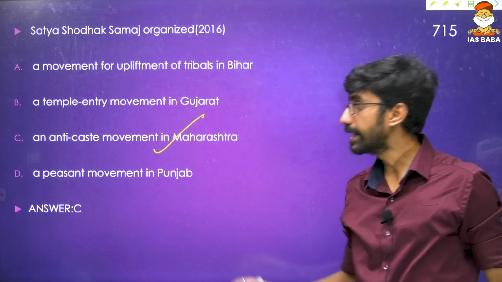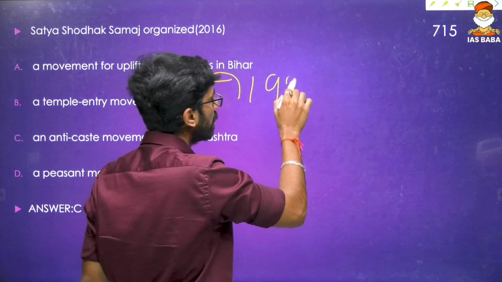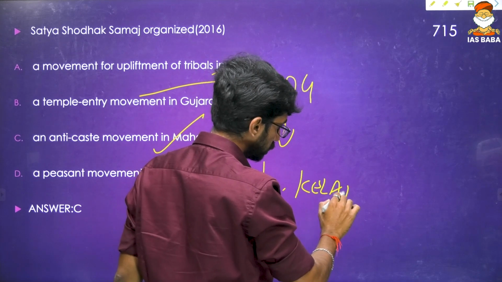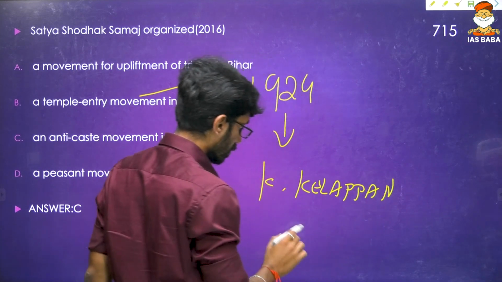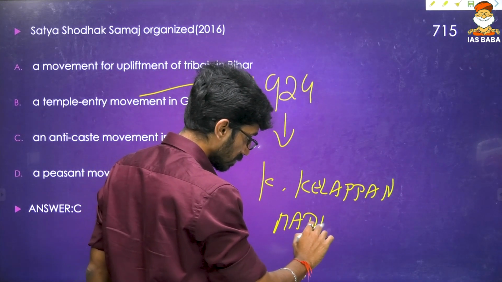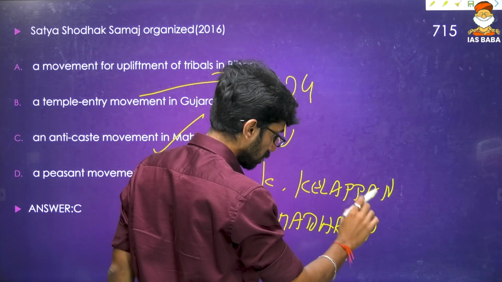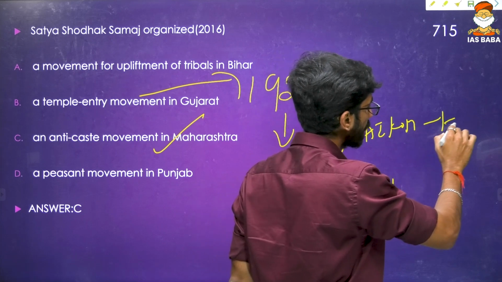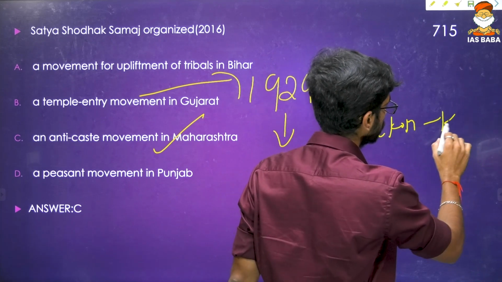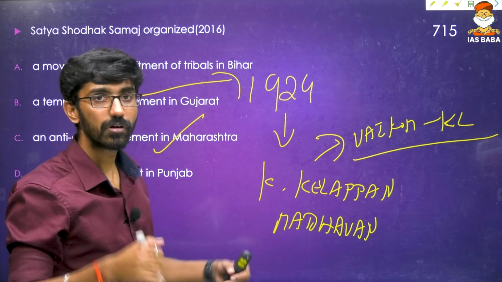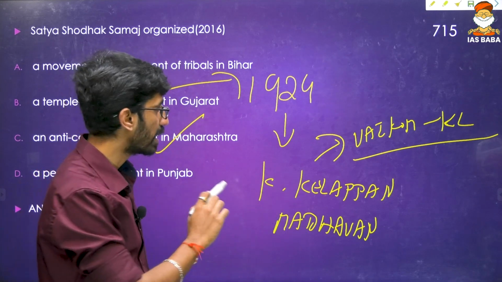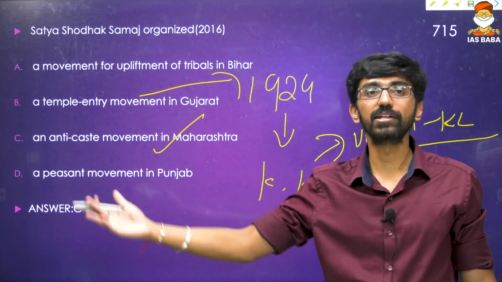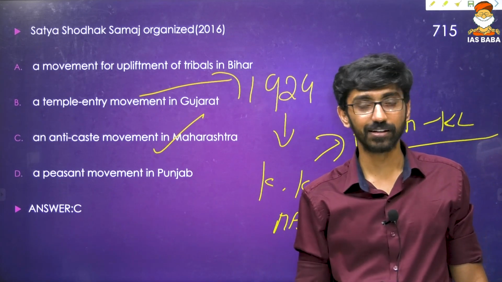And of course, in 1924 there was one temple entry movement, led by K. Kelappan and Madhavan, and that happened in Vaikom in Kerala. So that happened in 1924. In 2024, it is 100 years of this temple entry movement, so we can expect a question. Again, probabilities: you always work on the probabilities. Everything is a calculated gamble, we can say.